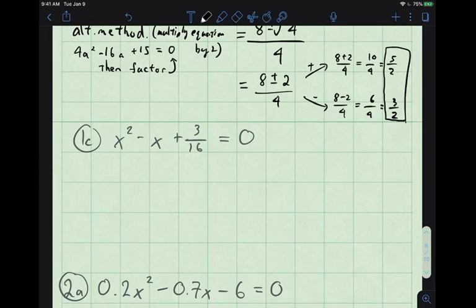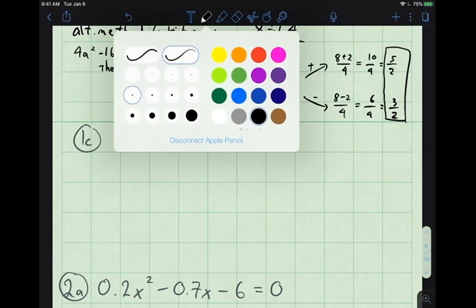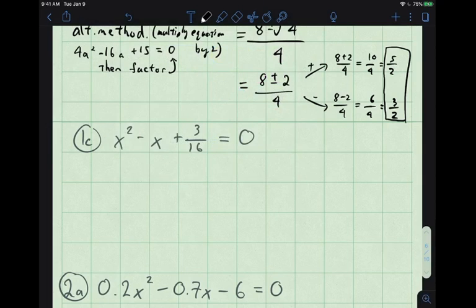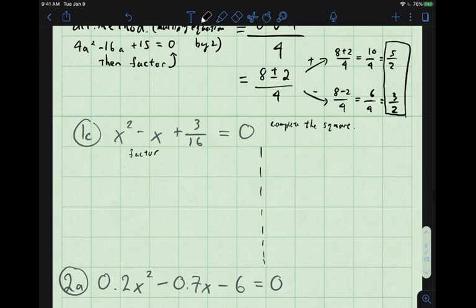Maybe for this method, we can show off completing the square, just as a reminder of how to do it. We could also factor it too. So I will write tinier. Let's see if I can do this. On this side, let us try to factor. Okay. On this side, we'll complete the square. So we're going to multiply everything by 16. So we have 16x squared minus 16x plus 3 equals 0.